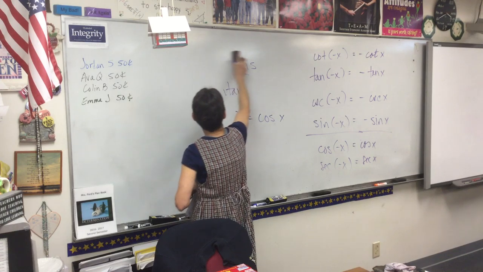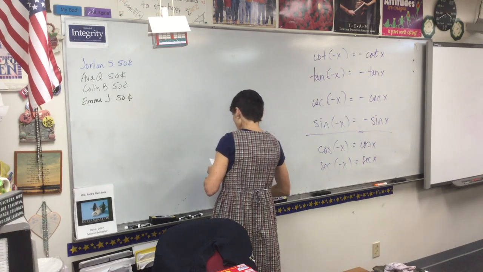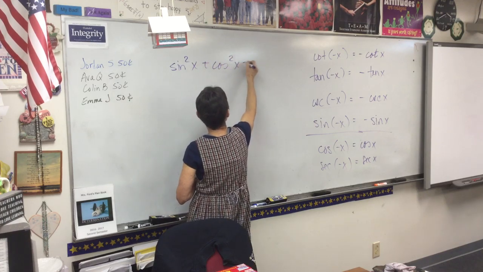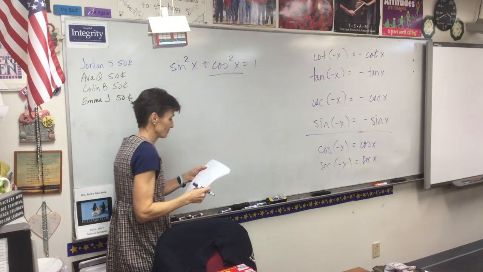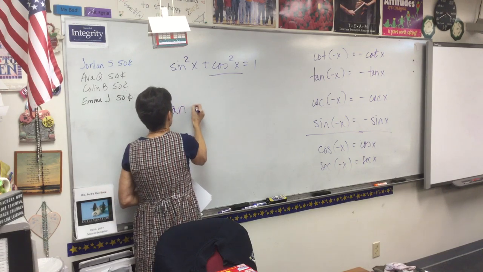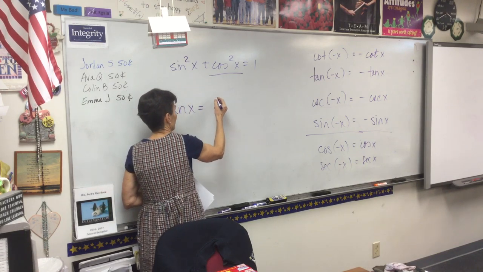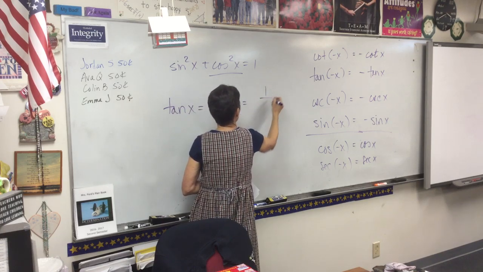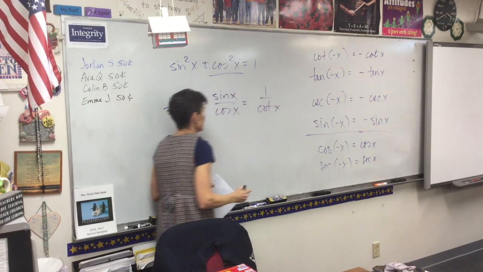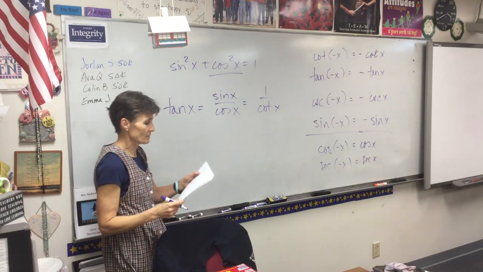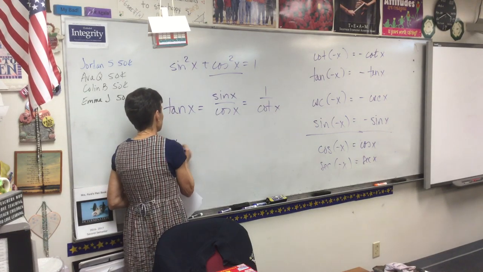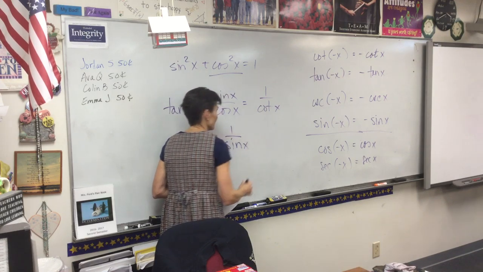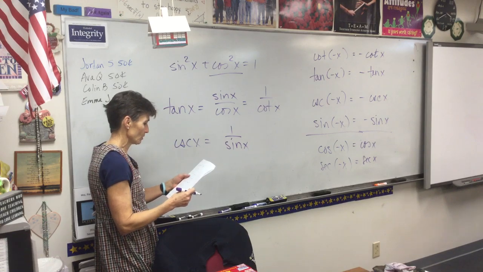Oh my goodness! Sine squared plus cosine squared equals 1. What does tangent equal? Sine over cosine is one of them. One over cotangent. Reciprocal, reciprocal, reciprocal. Cosecant equals 1 over sine. Very good. You should know that already just from the work that we've done.